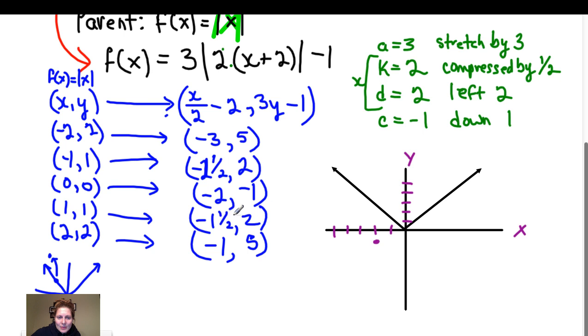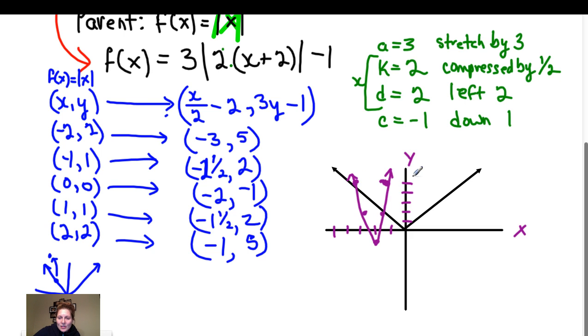And then I'm going to graph each one of these points. So at -3, +5, it's going to be about there. -2.5, +2, -2, -1, which I've already graphed there, -1.5, +2, which is here, and -1, +5, which is there. And so if I connect it, it goes through all those points, it's going to look like this. And there's my transformed function.